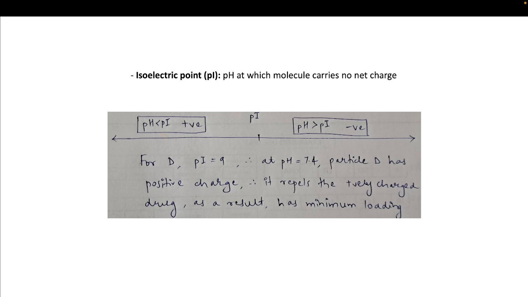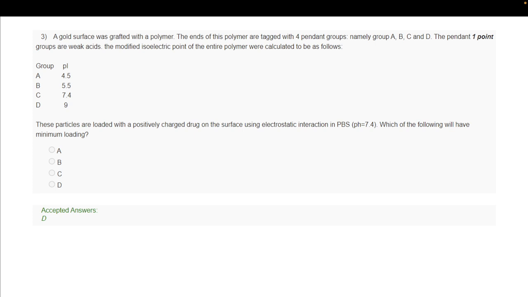Okay. So the polymer with the pH 7.4, that will have zero charge, right? Yeah, when the pH is equal to the isoelectric point, the charge is zero. So again, the coating will be minimal.